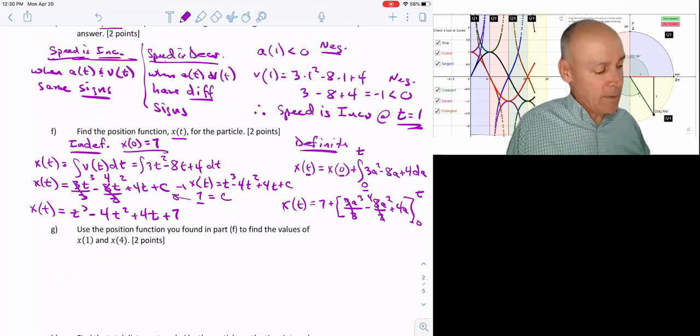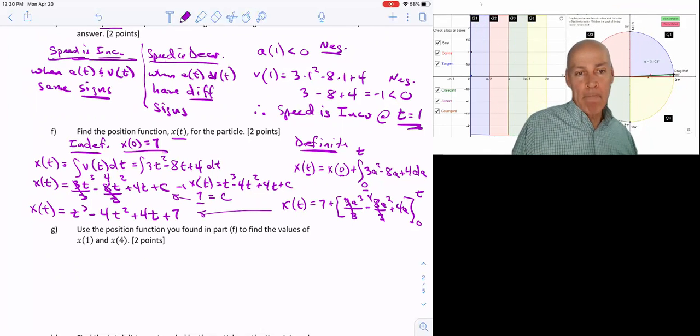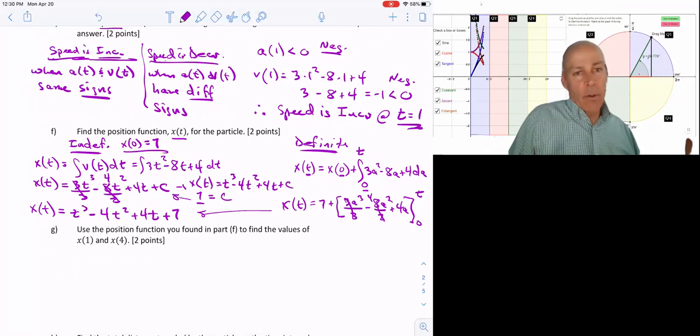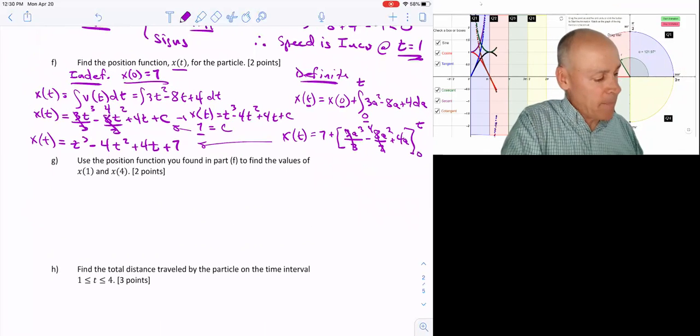When you plug that in, you're going to get the exact same position function that we got treating it as an indefinite integral. So either way, we can handle it with either method.